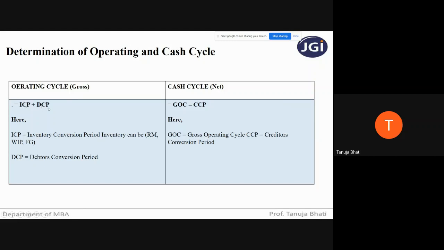ICP plus DCP. ICP is inventory conversion period plus your debtor conversion period. Now in inventory conversion period, what will come? Raw material plus your work in progress plus your finished goods. And debtor conversion period is once your sales is made, how much time will the debtors require to pay? We have sold the goods on credit, so how much time do the debtors require to make the payment of cash? So operating cycle is ICP plus DCP.